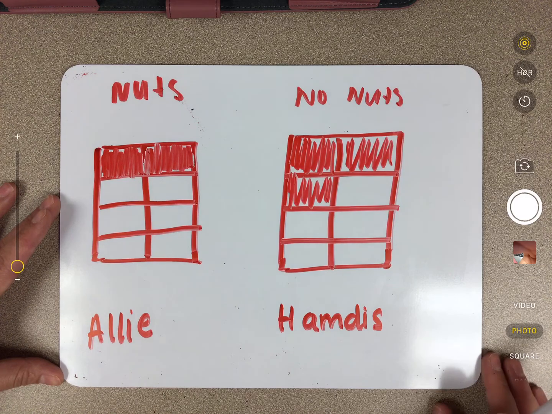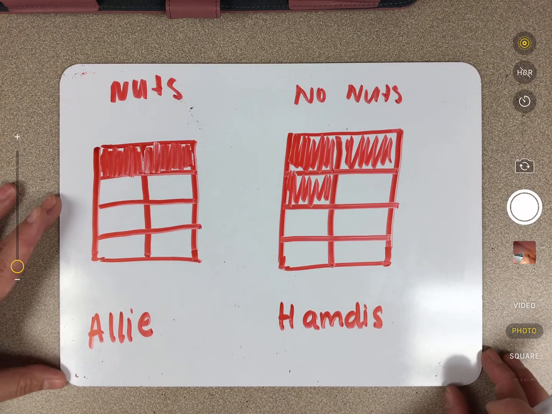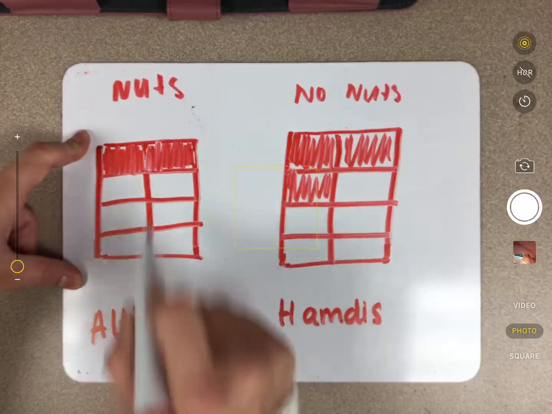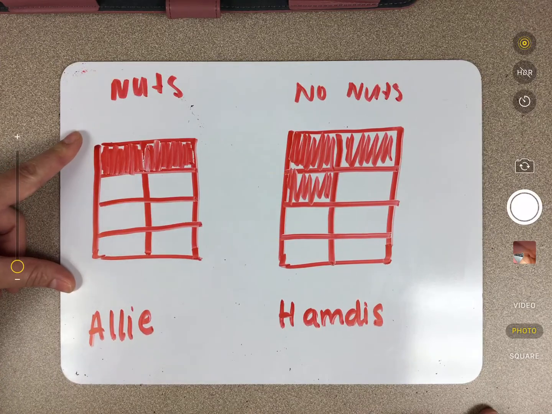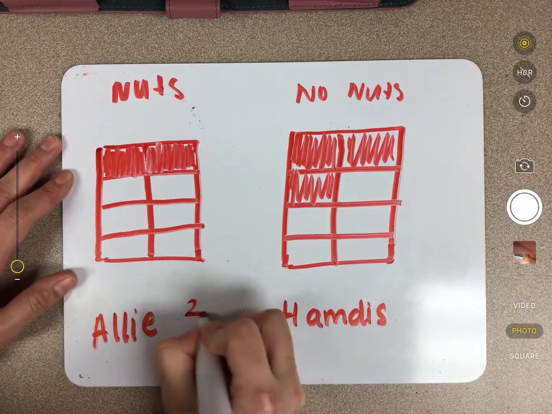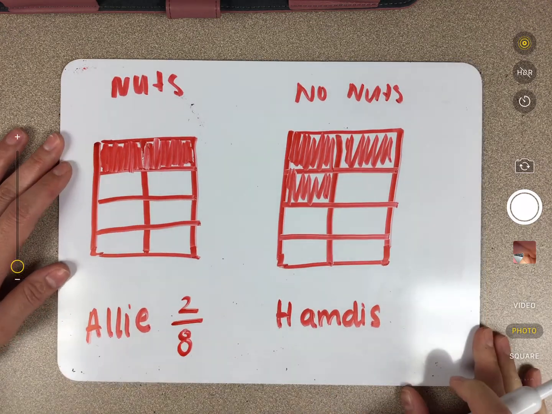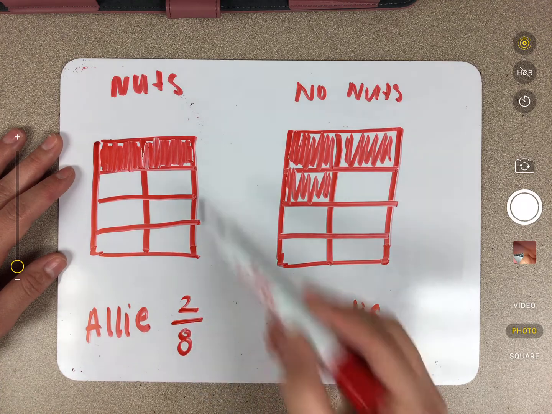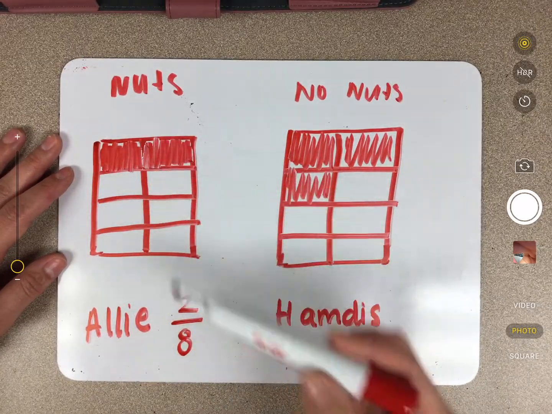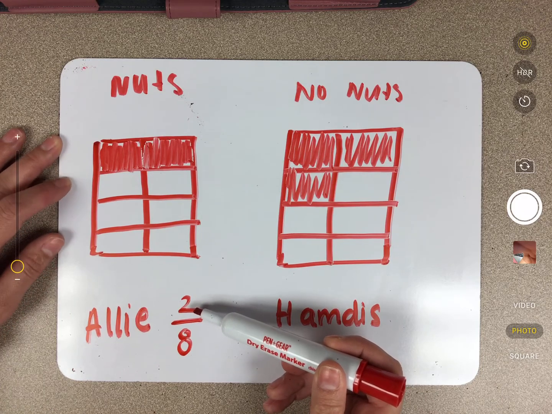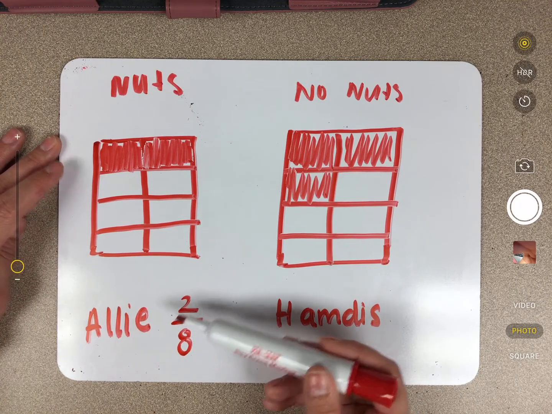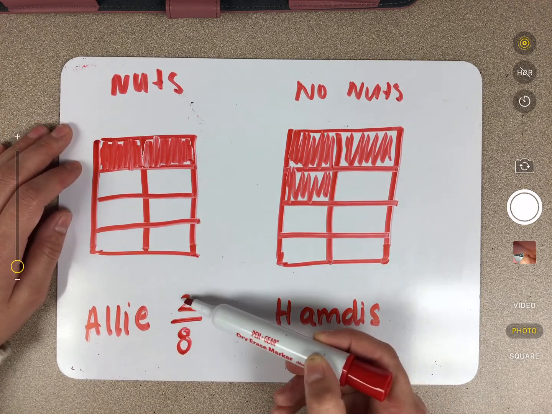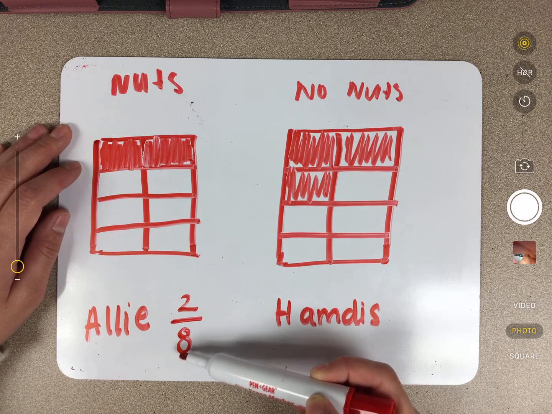Now it wants to know how much of each pan did each girl eat. So what fraction of brownies did Allie eat from the pan with nuts? She ate 2/8 of the brownies. The reason it's 2/8 is because 8 is my whole. That's how many pieces my pan is divided into. And 2 is how many brownies they told us that she ate. This is the number that we're interested in, or the number of brownies that she ate. Remember, we need to think of this line as of, because 2 of my 8 brownies that I ate.